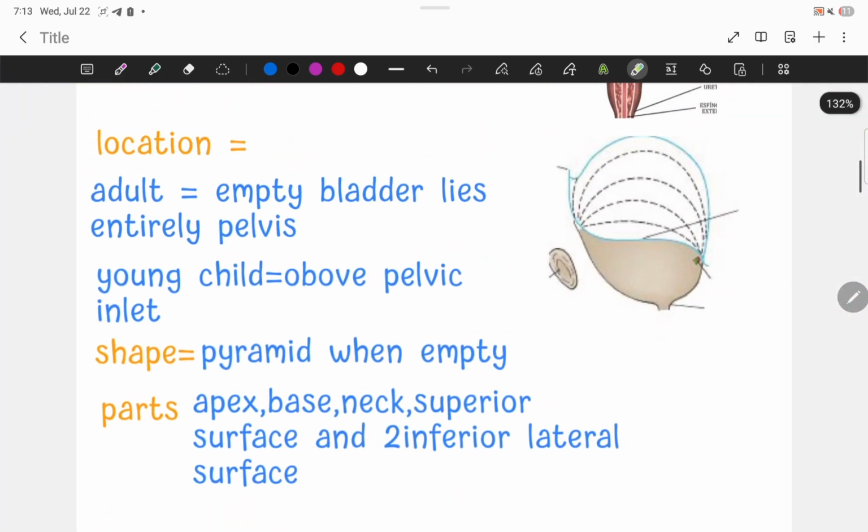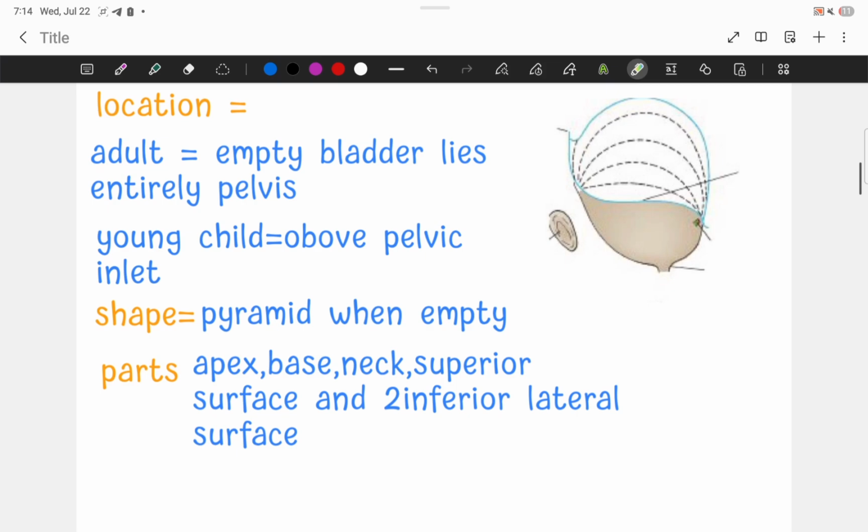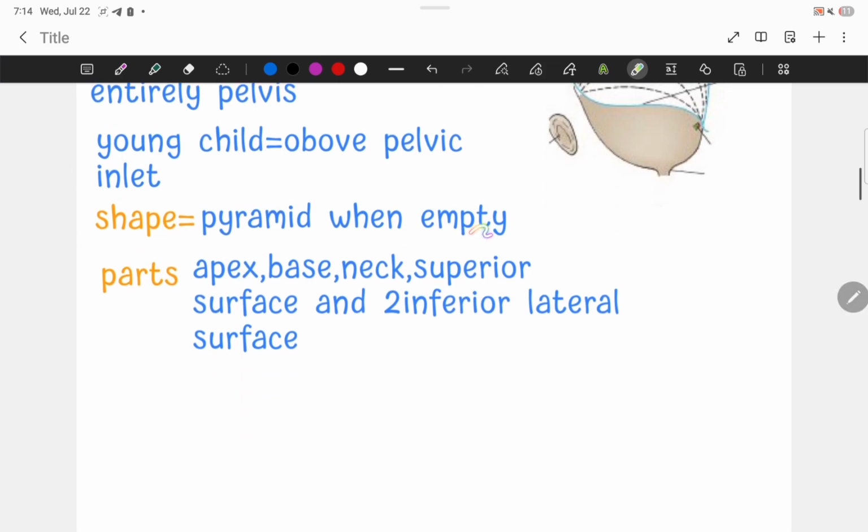So where is the location? In adults, the empty bladder lies entirely in the pelvis. In children, an empty bladder lies above the pelvic inlet. So you need to memorize it. And the shape: when the bladder is empty, the shape is a pyramid.